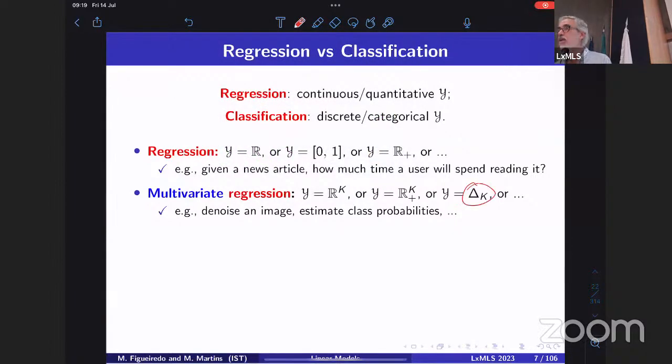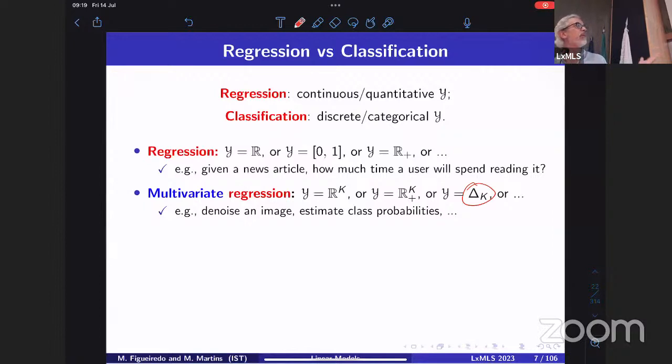So who knows what the simplex is? Let me just get a feeling. Who knows what the simplex is? Don't worry if you don't, I'll explain it later. Forget about that symbol for now, we'll come back to it.